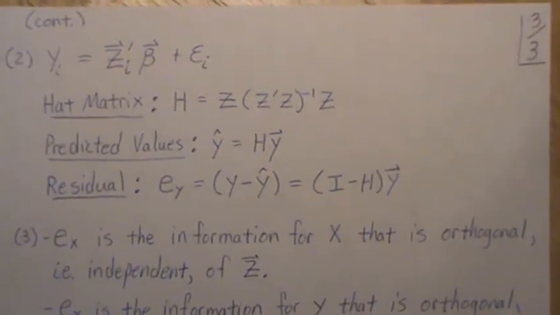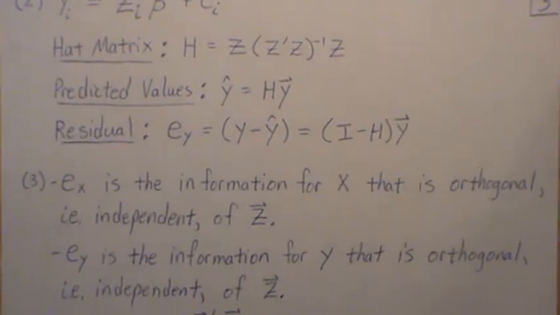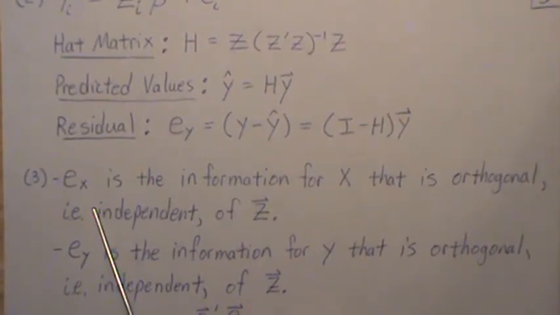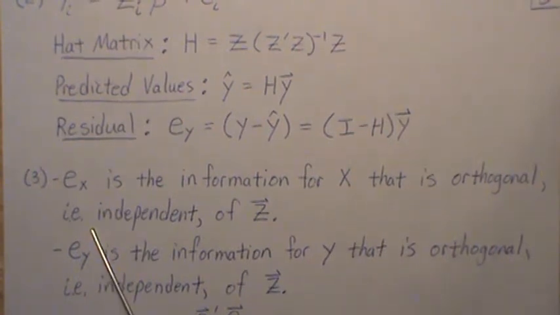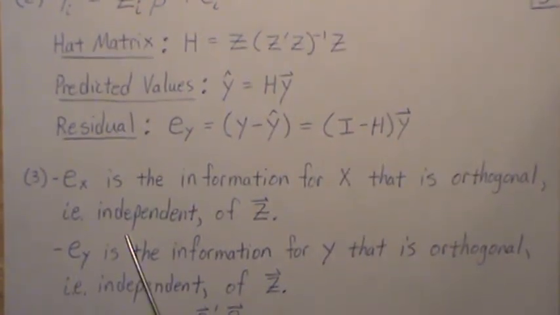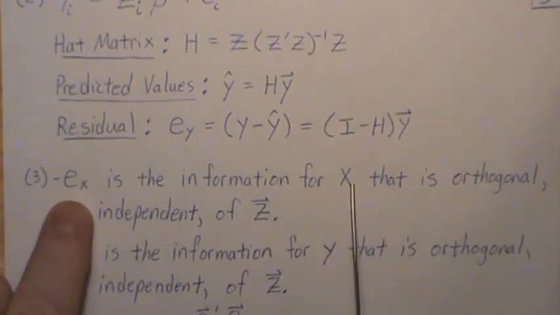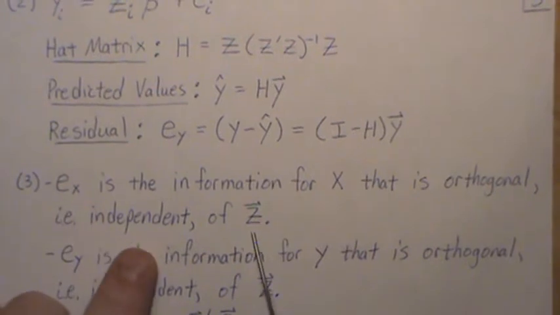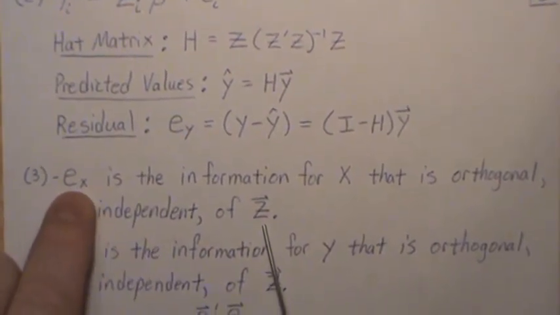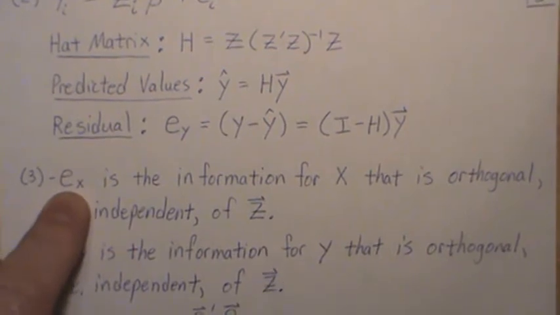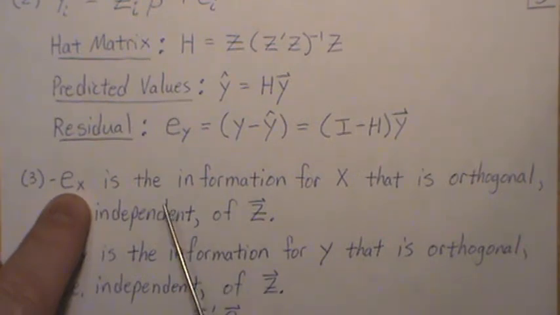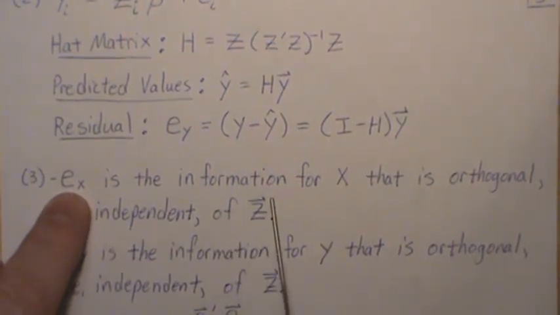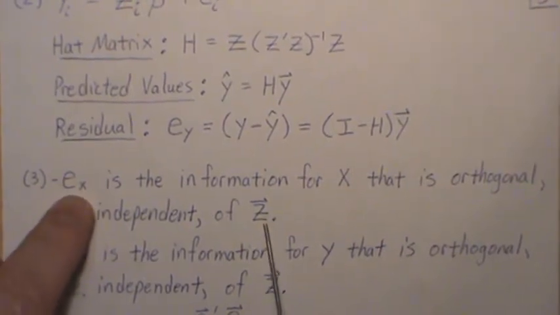Okay, so now here is the crux of this concept. The residuals, EX, is the information for X that is orthogonal, which means independent in this statistical world, of Z. So we've extracted all the information of X that's independent of Z. And that's what's in here, and that's what we want. We don't want Z interfering with our correlation between X and Y. So we've taken X and then removed the effects of Z. And that's what this E of X is.